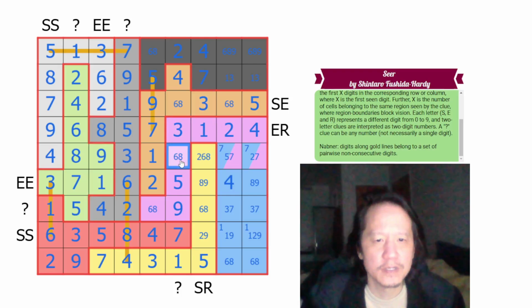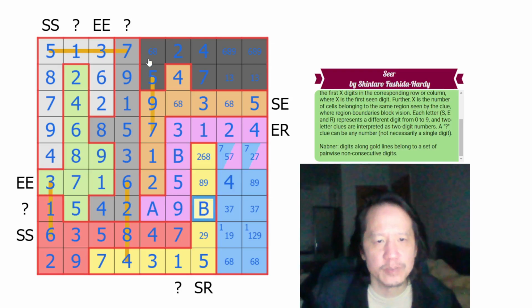Now what are we missing? 6, 8, 6, 8, 6, 8, 6, 8. Let's label them A and B. So this is A, which makes this B. This also has to be B, and this has to be B. Since this is B, this has to be A, which makes that B.